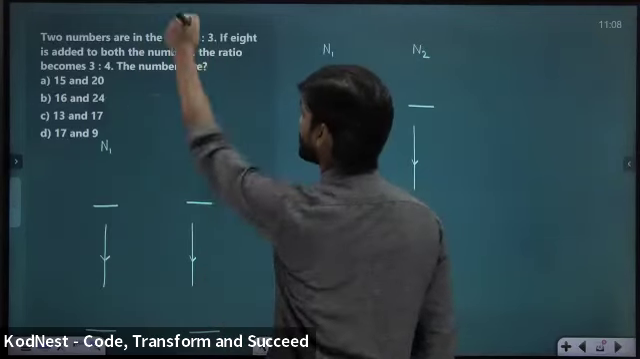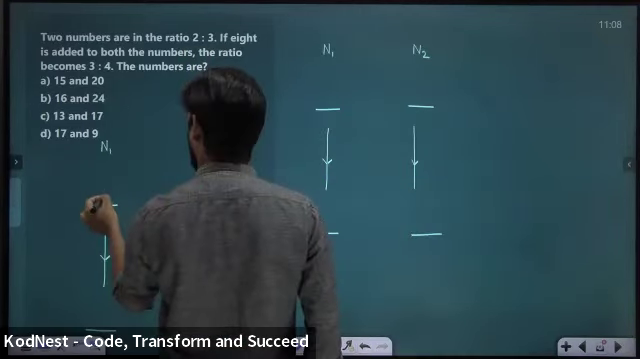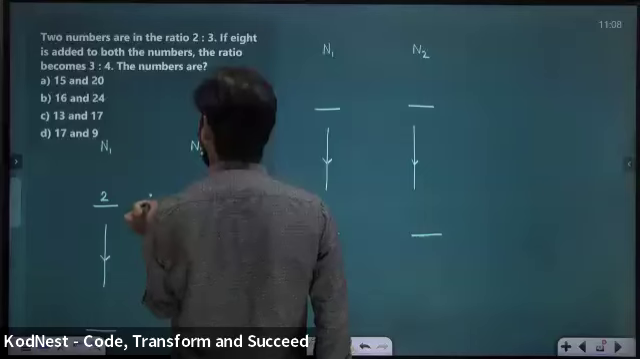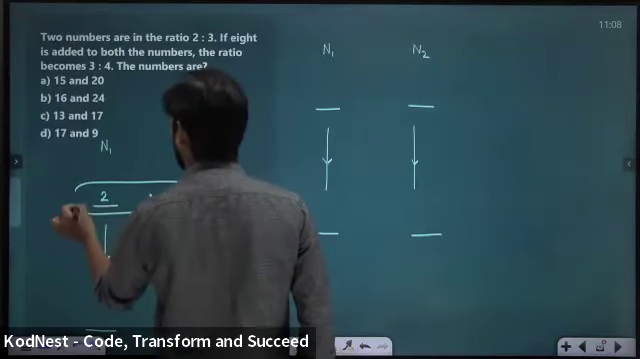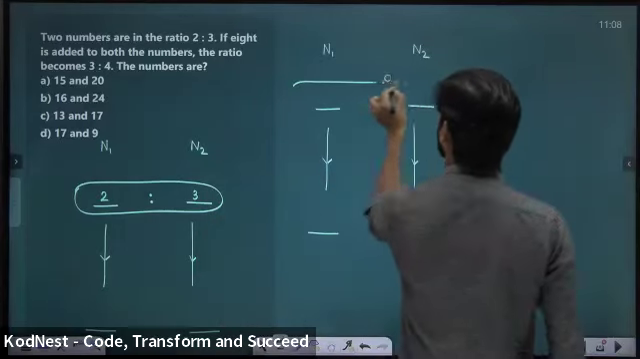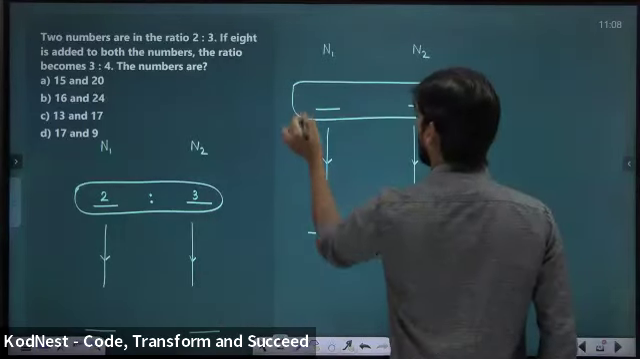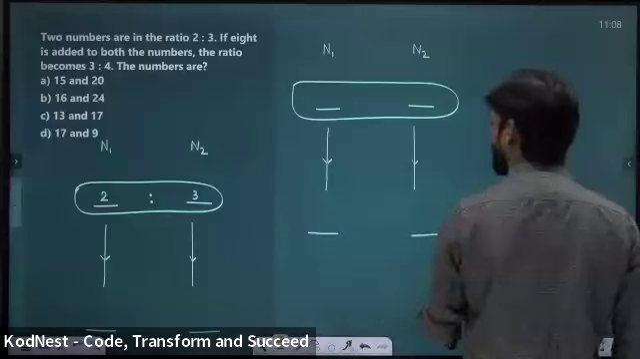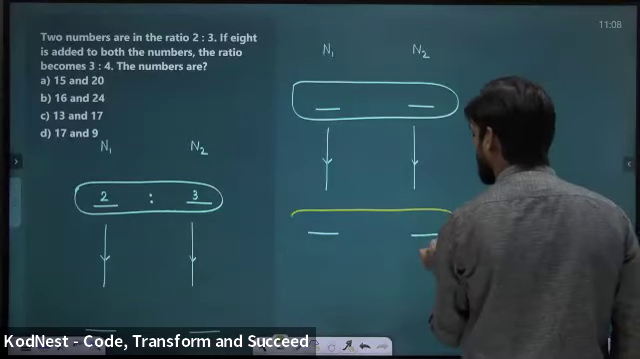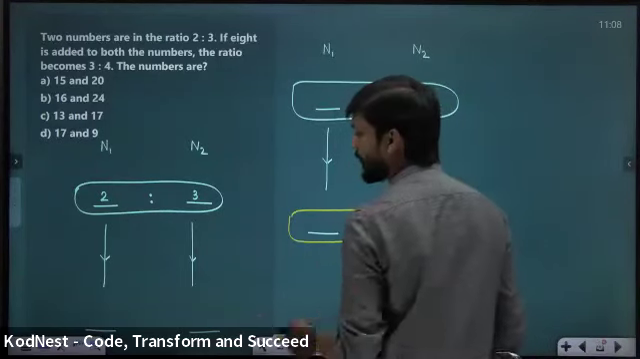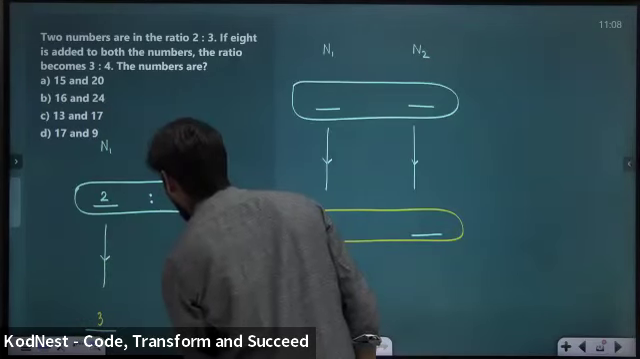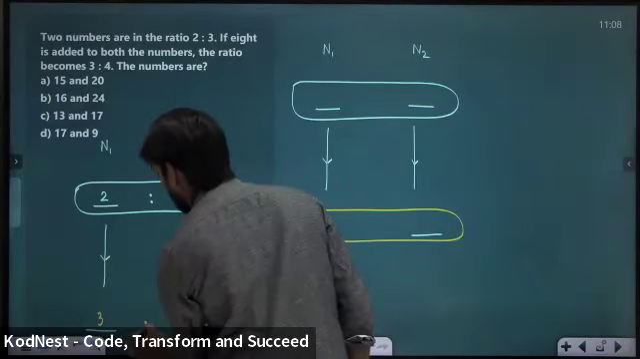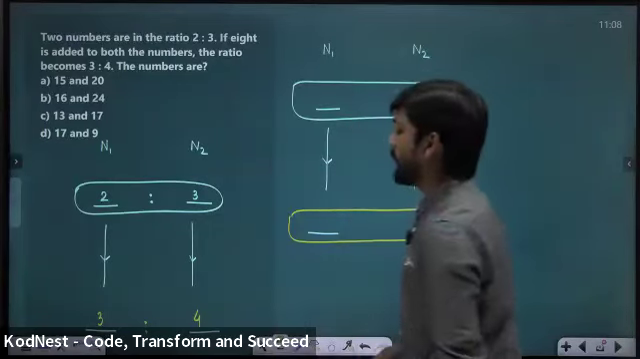All right. So 2:3. This is one ratio. Okay. Second ratio is of these two values. The second ratio is 3:4.